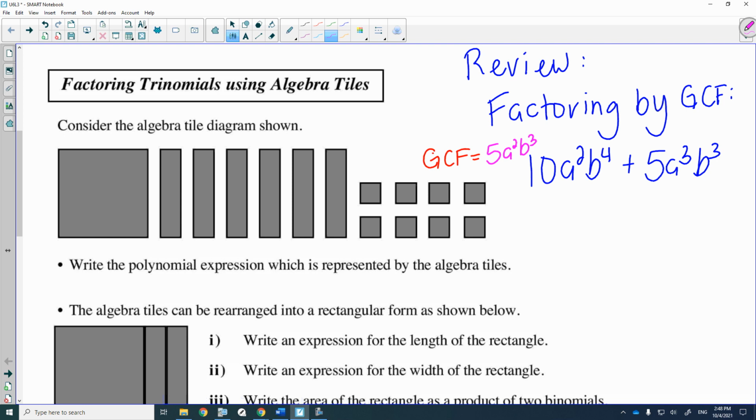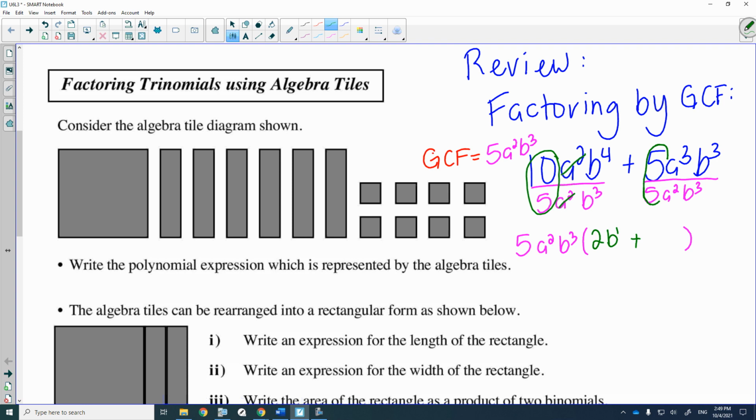And remember what we did with the GCF is we took each term in our expression and we created a division bar. And I'm going to divide each term by that GCF. Whatever the GCF is, it goes in front of a bracket, and the answer goes in the bracket. So 10 divided by 5 is 2. A squared over a squared will cancel. You would apply your quotient law here, and you would subtract the exponents. B to the 4 minus b to the 3 would simply be b to the 1. We don't need that invisible 1.